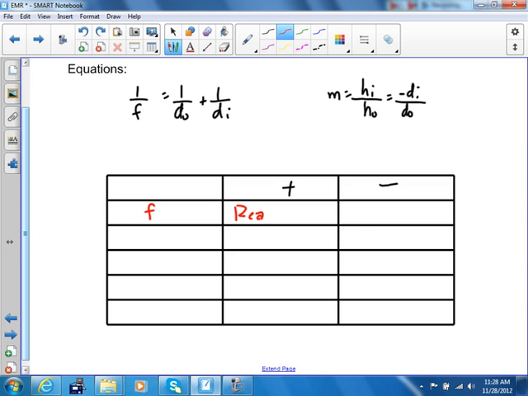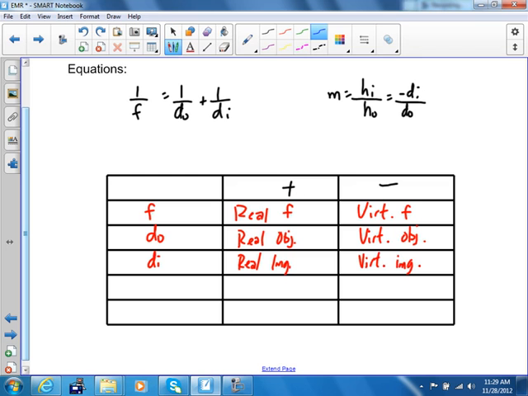So real focal point, and this would be for a converging lens. It's going to be negative when we have a virtual focal point, and that's when we have a diverging lens. What about DO? Well, it's positive technically when it's a real object, but that'll be always for us. Negative when you have a virtual object, which is not going to happen for us. What about DI? Well, it's going to be positive if you have a real image. And it's going to be negative if you have a virtual image, and of course that can happen.